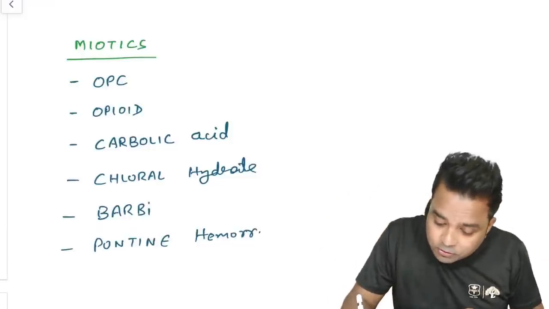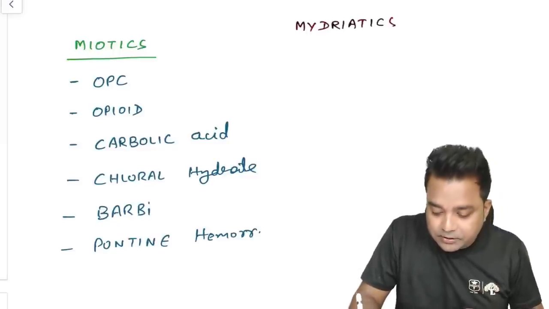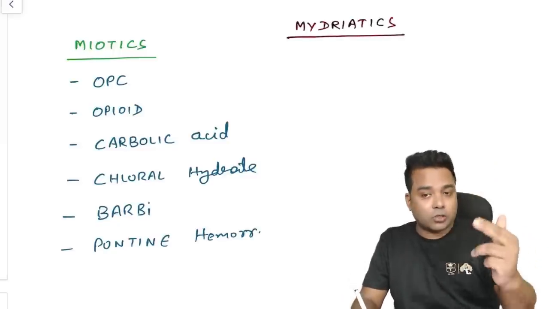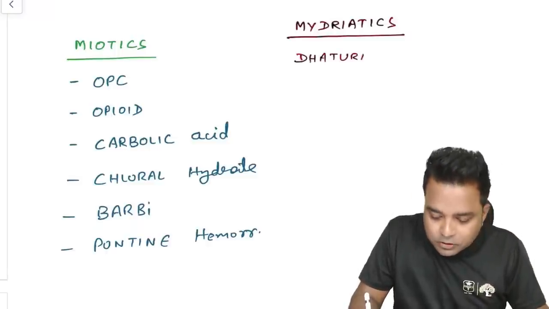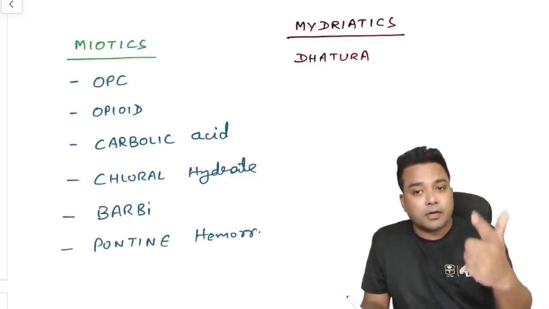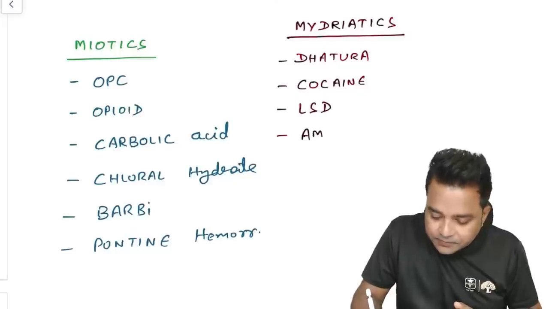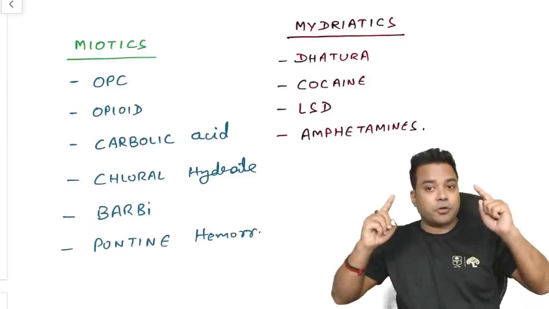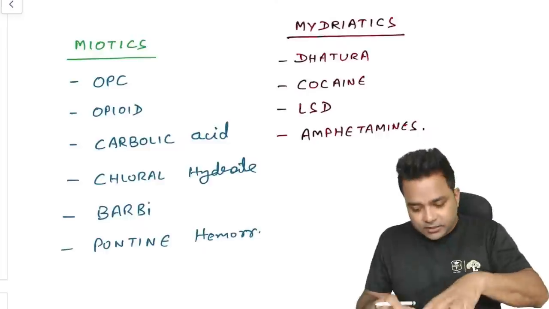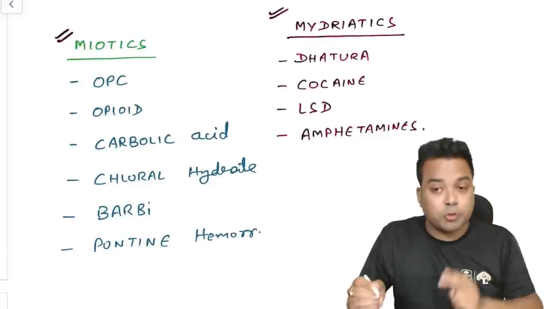Then what is the important list of mydriatics which is asked in the exams or which will help you solve bigger, lengthier questions? So, important mydriatics in relation to toxicology. We should always remember one of the VIP poisons, that is Datura, because the active principle of Datura is hyoscyamine and atropine. Then cocaine, LSD and amphetamines. Is it tough to memorize this? I am very sure that I will be able to solve questions if I remember these two differentials, of miotics and mydriatics, always.